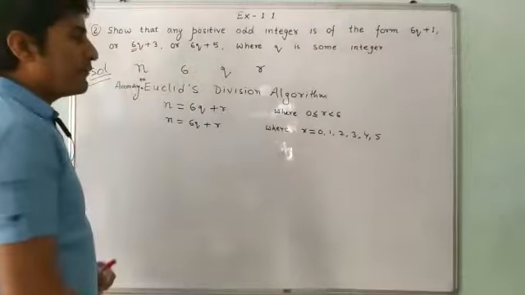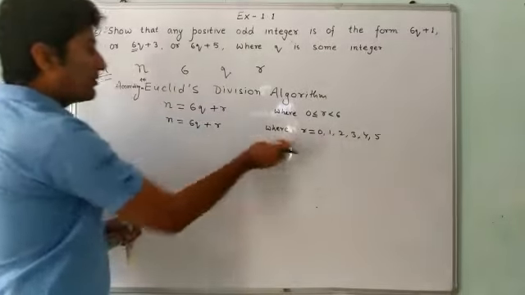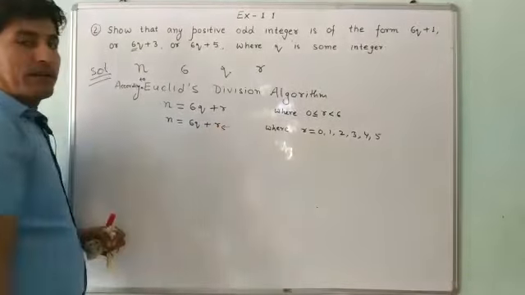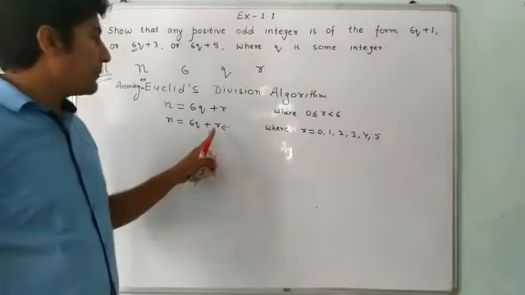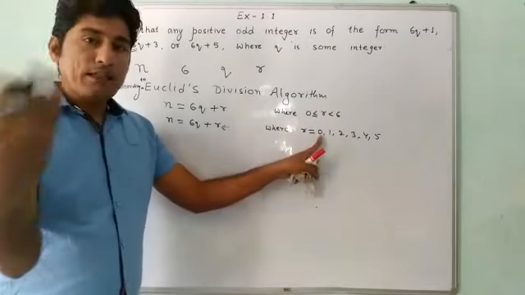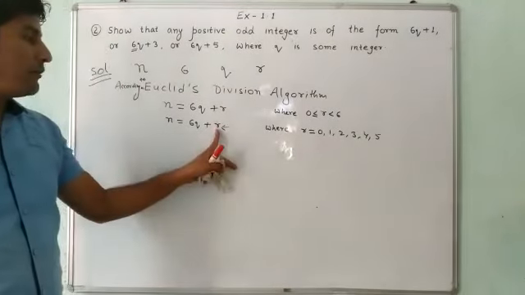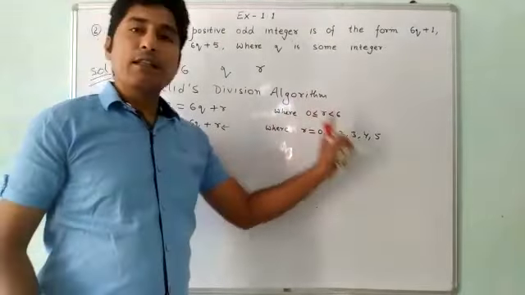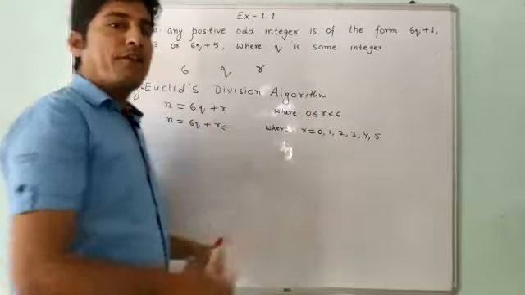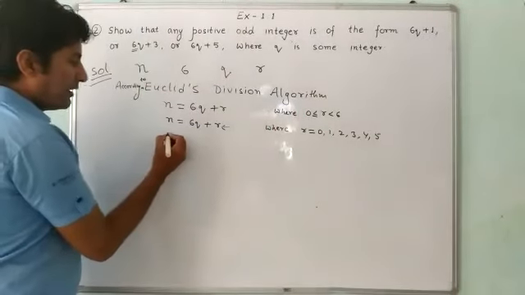After that, we have to put all these values in the place of r here. First of all, we will put the value of r equals 0. The second time, we put r equals 1. Third time, we put r equals 2, then 3, then 4, then 5. Then finally we will get the solution.